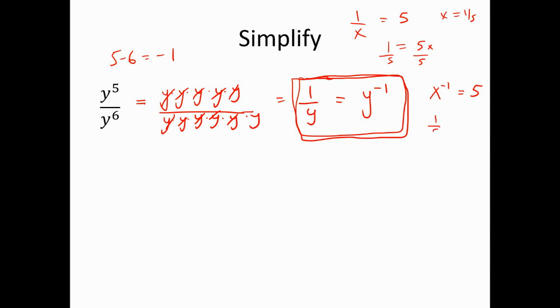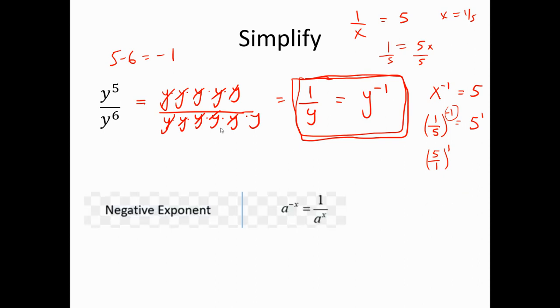If I take 1/5 and raise it to the minus 1, this is the same thing as 5 to the power of positive 1. Because this negative exponent says to flip this fraction around, and then it becomes positive. Okay, so we'll practice some things like that as well. So there's the negative exponent rule. Basically, negative exponents are reciprocals.